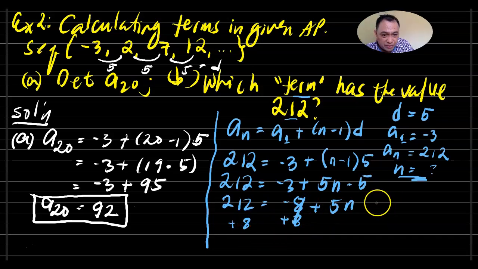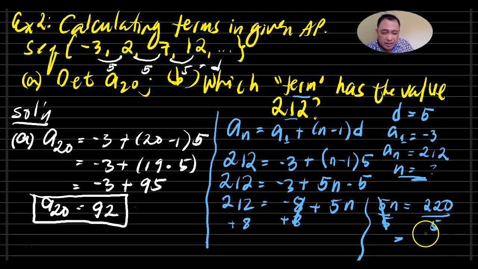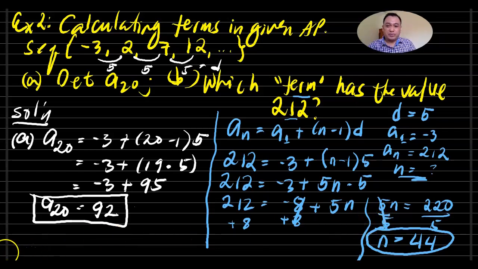What's now left is 5n is equal to 220. So 212 plus 8 is 220, divided by 5. n is now 220 divided by 5, which gives you 44. So the answer in here now is that the term number 44 has the value of 212.